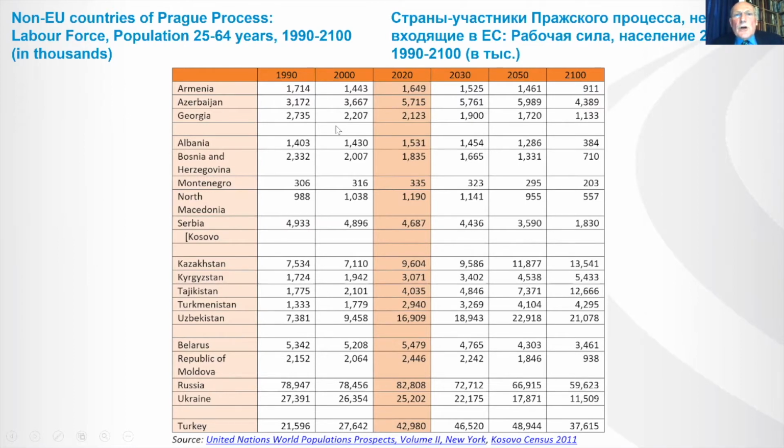And we see from Georgia, 2.7 million down to 1.1 million. Albania, 1.5 million in 2020, down to 384,000. That's an astonishing decline in the labor force. And quite clearly, that's going to have very important repercussions on how the economy reacts. And it's going to be one of the key challenges in this whole issue of reversals in the growth of population.